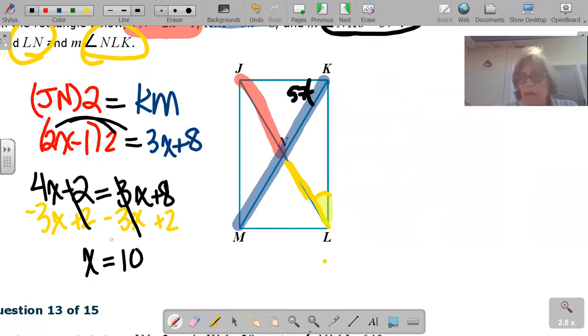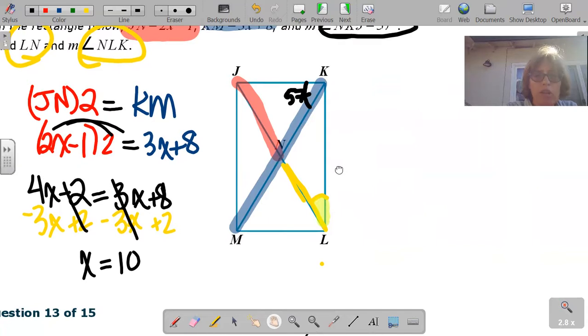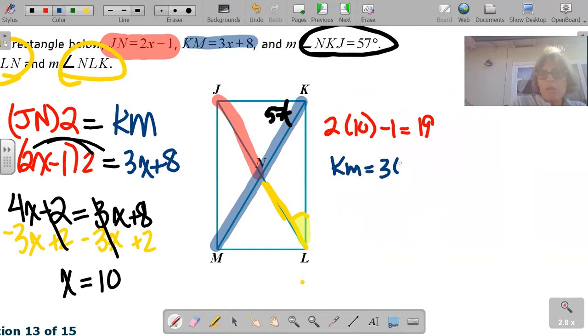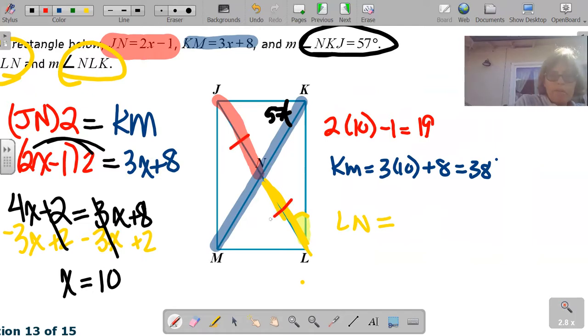X equals 10. Now, just because you get a whole number doesn't mean it's correct, so it's important to plug it in and see if it actually correctly states that. So JN is 2 times 10 minus 1. Of course, that's 19. KM is 3 times 10 plus 8. That's 38. And is 19 half of 38? The answer is yes. So we ultimately want, it says right there, LN, which is the same. So that's going to be 19.